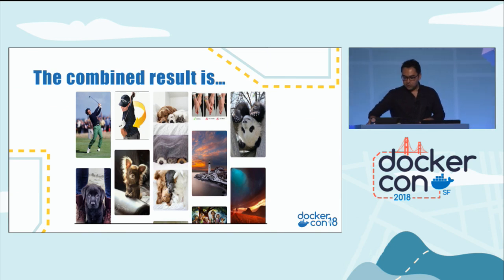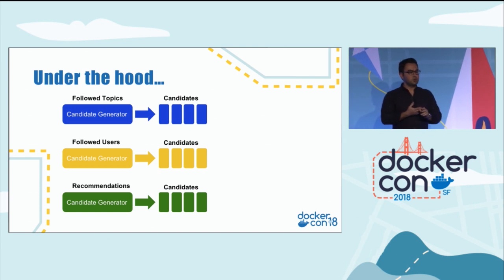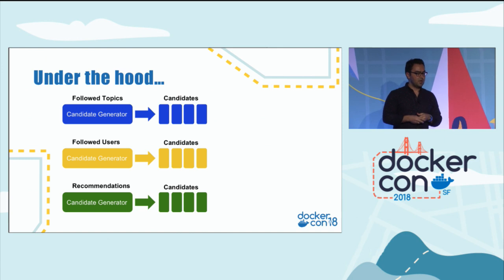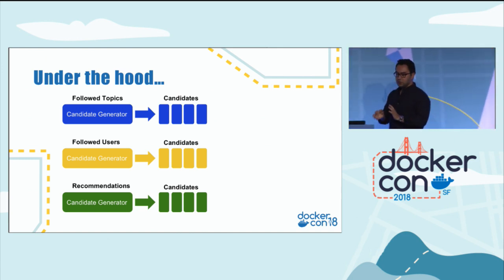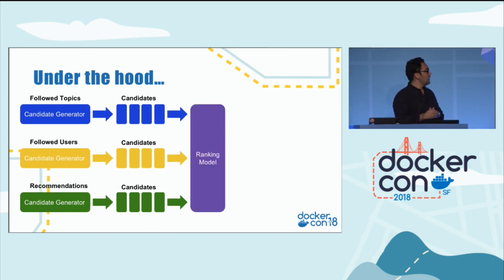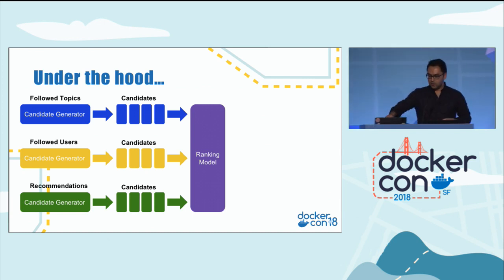So let's go a little bit deeper and look under the hood. The three things we have discussed are so-called our candidate generators. So the topics you follow, the users, and the recommendations we learn by your user behavior provide candidates that are usually in the order of a few thousand. And all these candidates generated by those candidate sources are fed into our ranking model. So that's where we keep the machine learning model behind our ranking system.